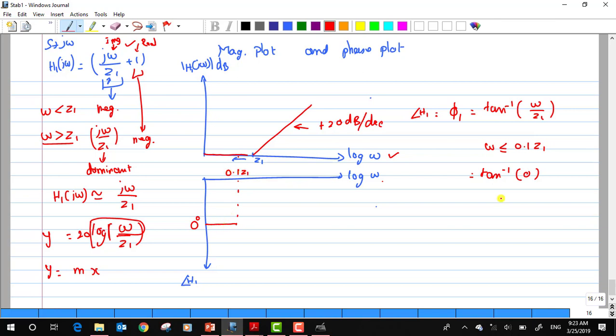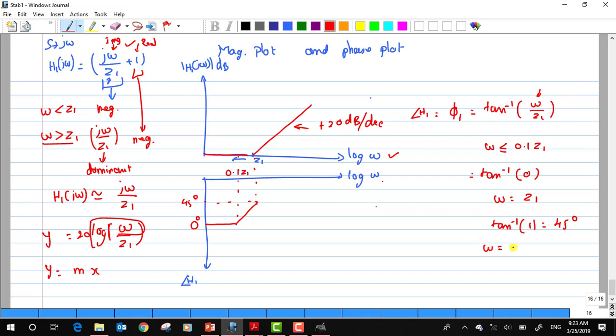Okay. Now when I have a frequency exactly equal to z1, I just substitute z1 here and the value becomes tan inverse of 1. So what is this tan inverse of 1? Yeah, it would be 45 degree. So from here on, when I am at z1, I have to map this to 45 degree. So I'll just continue drawing a sloped line, okay, which runs at 45 degree.